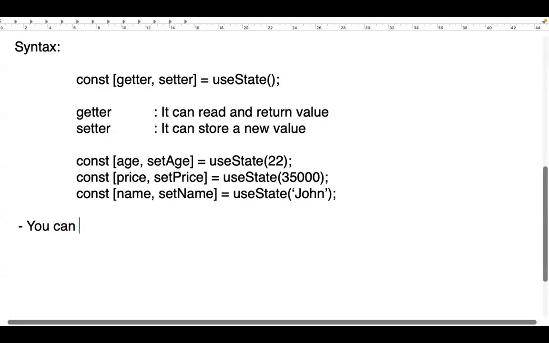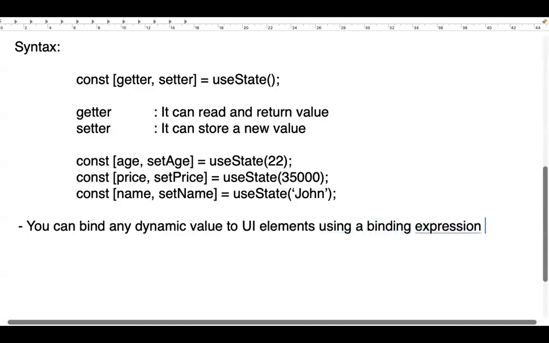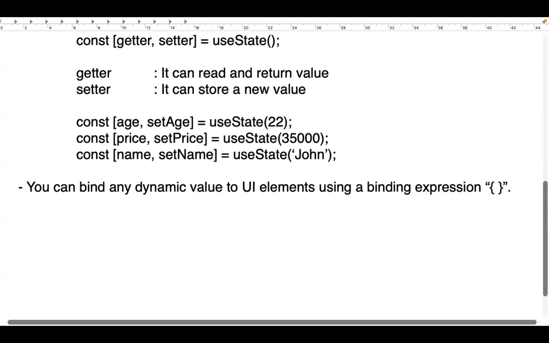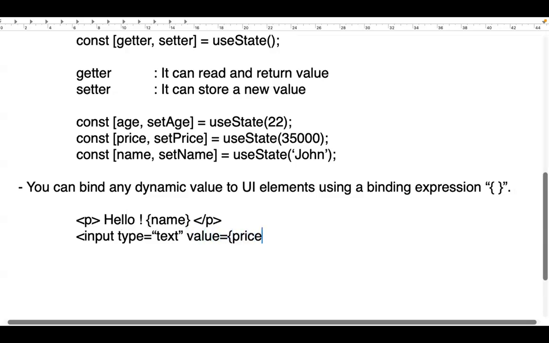So how to bind the data? You can bind any dynamic value to UI elements using a binding expression. What is that binding expression? The curly braces. Understood? You can bind any dynamic value to UI elements using this binding expression. For example, in a paragraph, we want to say hello and we can put a name. Suppose in a text box, input type is text, suppose we have a value, so I can put price like this.